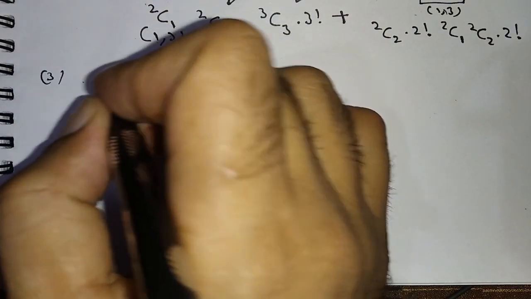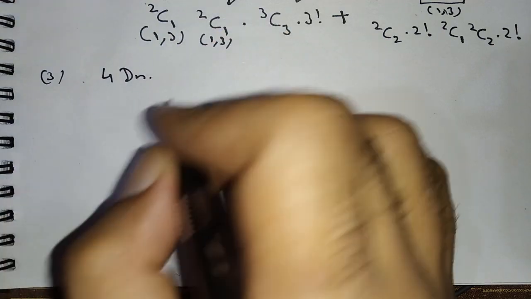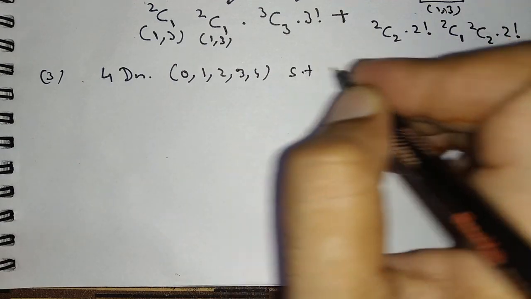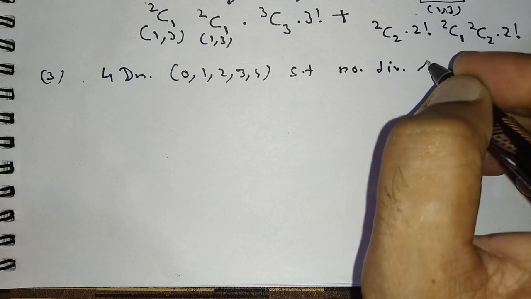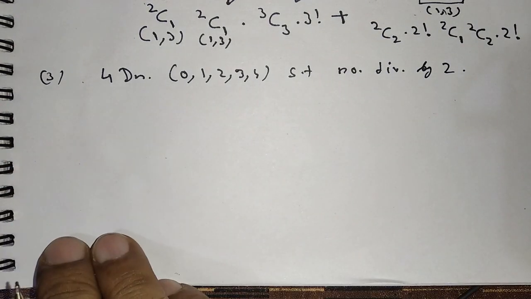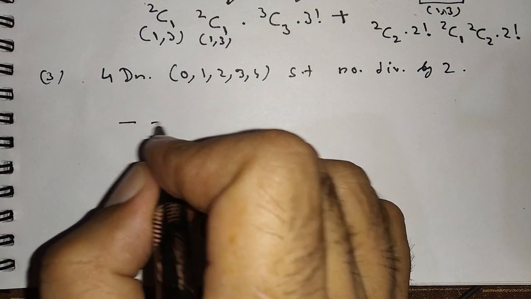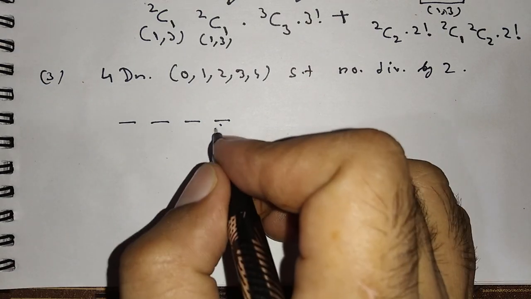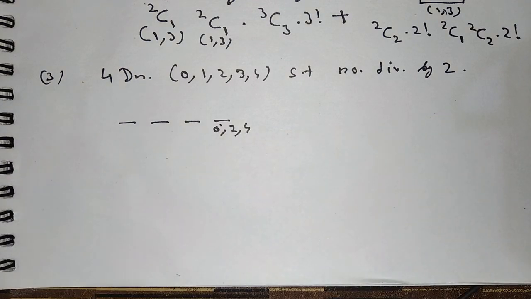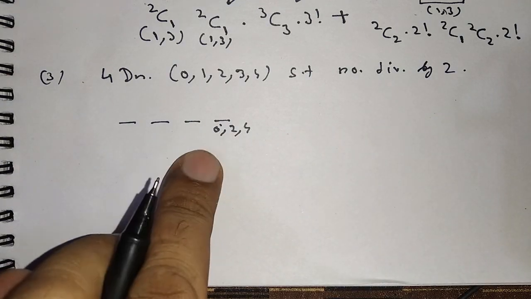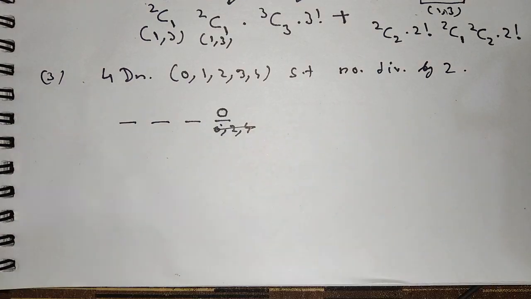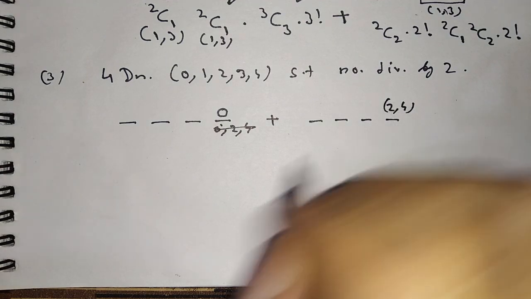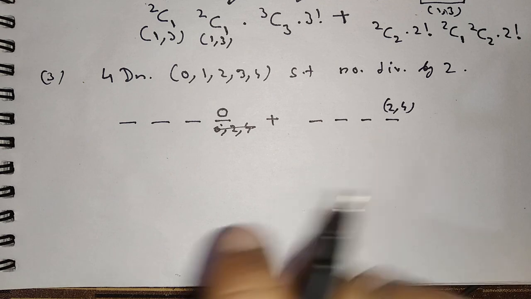Now the next question is like this: find the 4-digit numbers using the above given digits 0, 1, 2, 3 and 4 such that the number is divisible by 2, or we can say an even number. So again, a 4-digit number, and the number is divisible by 2. So the last digit must be occupied by either 0, 2 or 4. So again we will take 2 cases. In the first case we will fix 0 here, and in the other case we will put 2 or 4 at the last place, or unit digit.